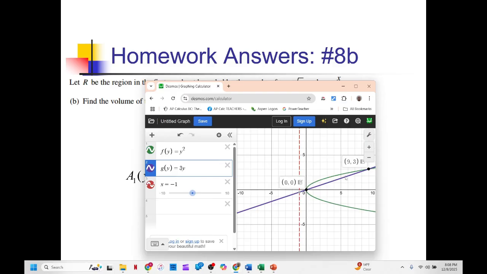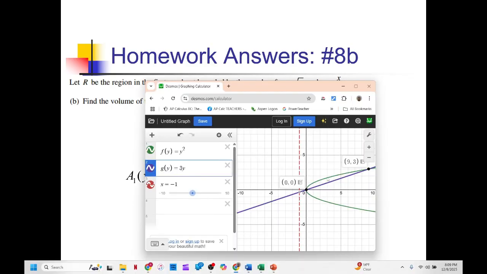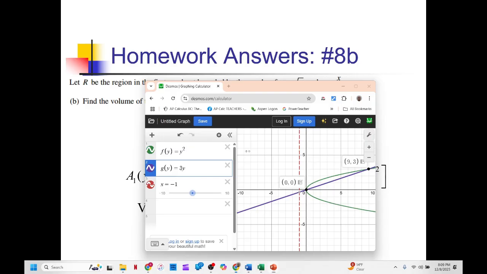So we've got 3y, or g of y, minus negative 1. So in this case, that's going to be g of y plus 1. And I'm squaring that because that was big R. Little r, going back here, is this inner part. This is going to be f of y minus negative 1, f of y plus 1. So this is my area formula. Once I've got that entered in, I can just take the integral from 0 to 3 of A sub 1 of y dy. But I will need to do that on the calculator.